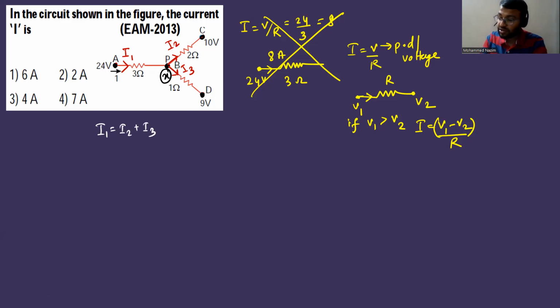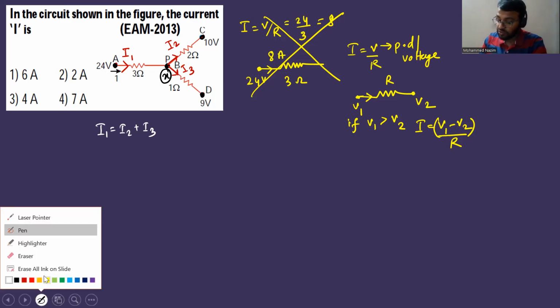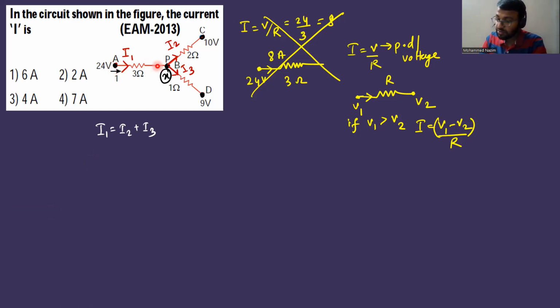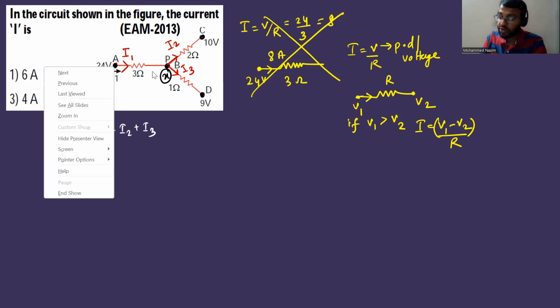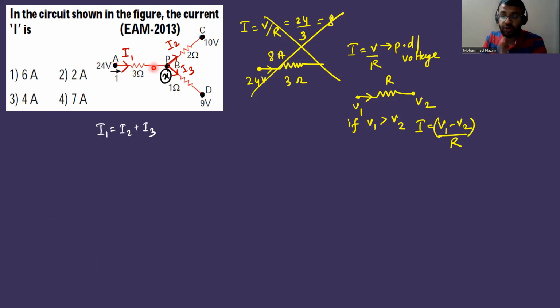What is the current for this resistor? This current is nothing but the difference in potential by R. What is the difference in potential for this resistor? One end is at 24 volt and the other end is at X volt. You are assuming current is flowing from 24 to X. That means 24 is higher, X is lower. So higher minus lower, it is going to be 24 minus X divided by 3. I am just using this formula, difference in potential by R, simple Ohm's law. That is equal to I2.